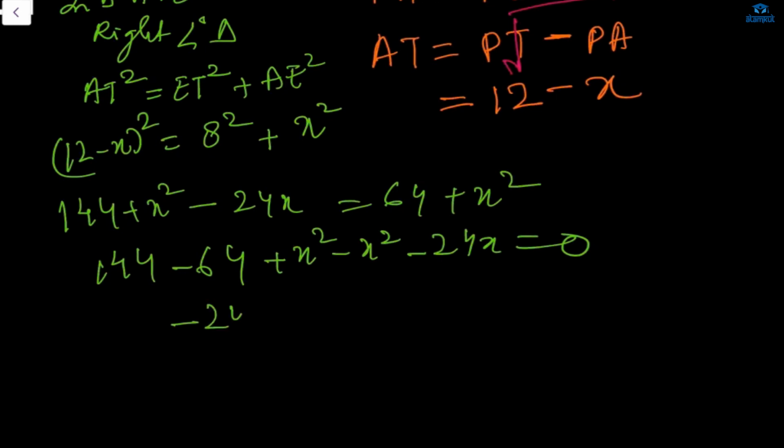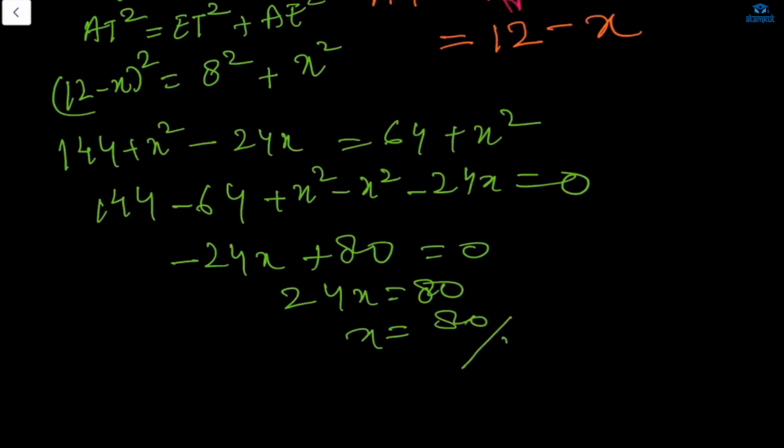So from here you will get minus 24x, and 24x is equal to 80. Yeah, correct. 24x is equal to 80. So x value you will get as 80 by 24. Okay. So it will be 10 by 3. Yes, x value is 10 by 3. So now you can get the value of AB.